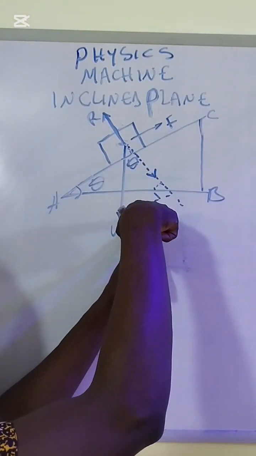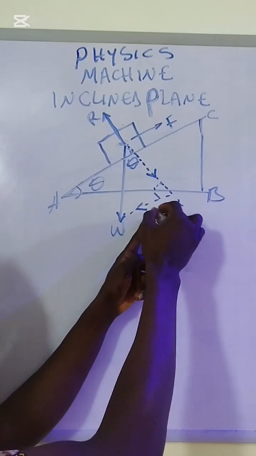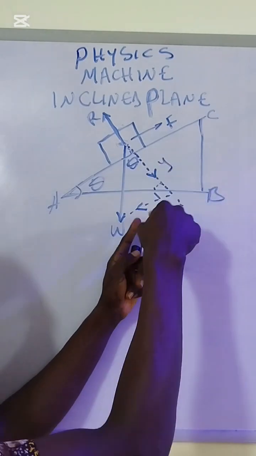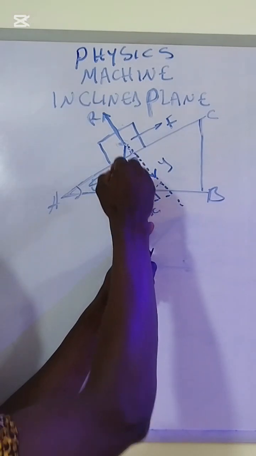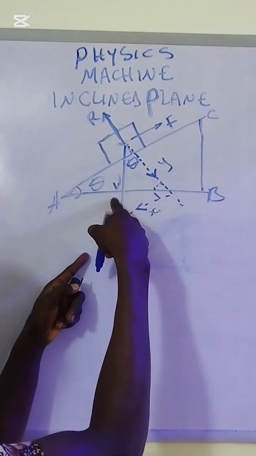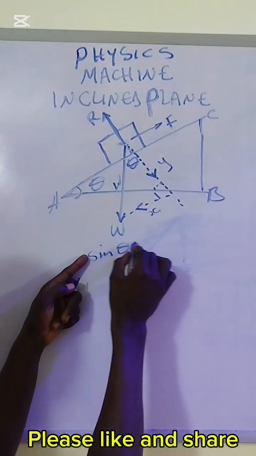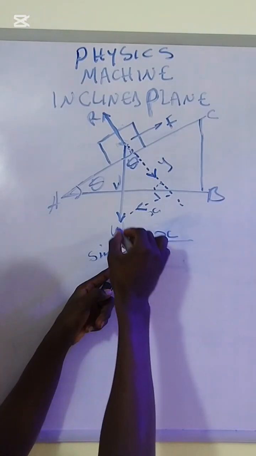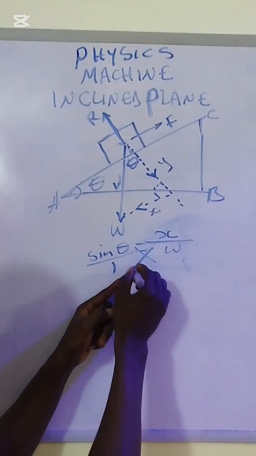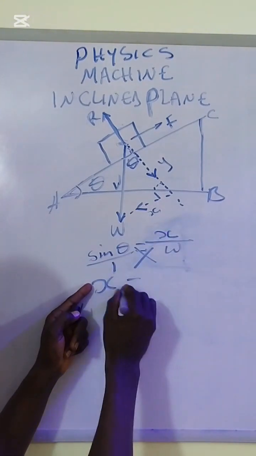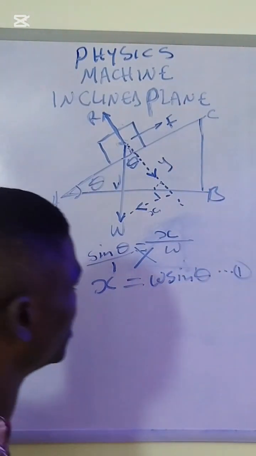Since this angle faces here, this side is opposite. This is the hypotenuse, right? Let me call this side x and this side y. So let's find what is x. This is opposite in relation to the angle, and this is W, the hypotenuse. Do we get? Yes, that means sine theta equals opposite x upon hypotenuse W. Because we are looking for x, let's make x the subject of the formula by cross multiplying. x equals W sine theta. Call it equation 1 and keep it.